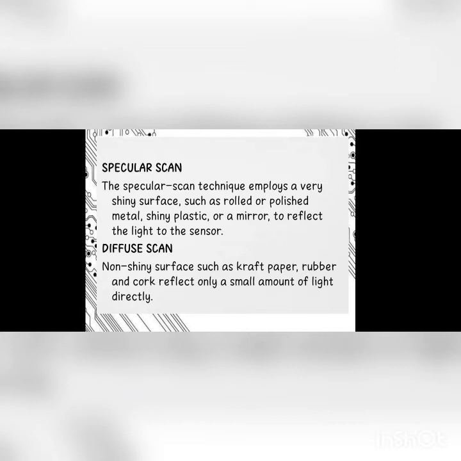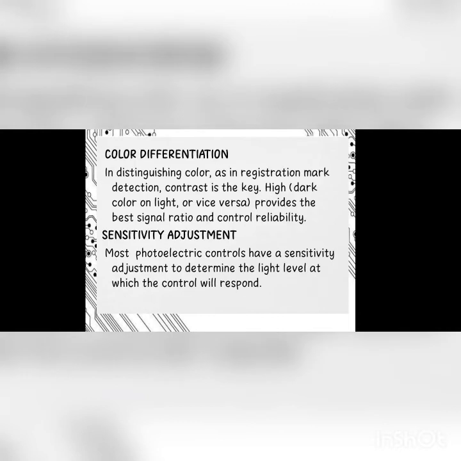Next is diffuse scan. Non-shiny surfaces such as kraft paper, rubber, and cork reflect only a small amount of light directly. Color differentiation. In distinguishing color is the registration mark detection. Contrast is the key. Light on dark color or vice versa provides the best signal ratio and control reliability. And lastly, sensitivity adjustment. Most photoelectronic controls have sensitivity adjustment to determine the light level at which the control will respond.